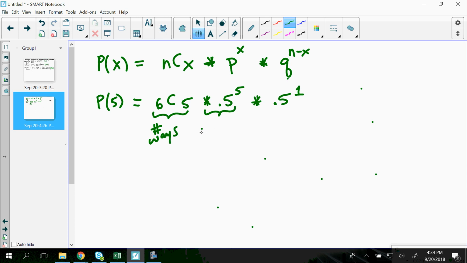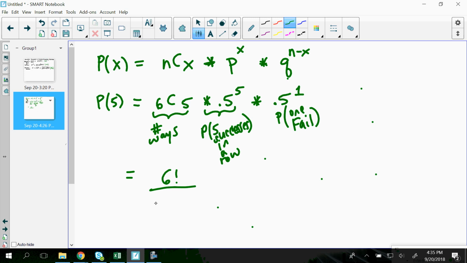This is the probability of the 5 successes in a row, and this is the probability of 1 fail. Okay, so the formula for 6C5, that's the combinations formula.